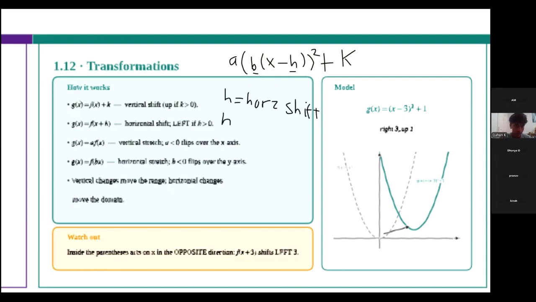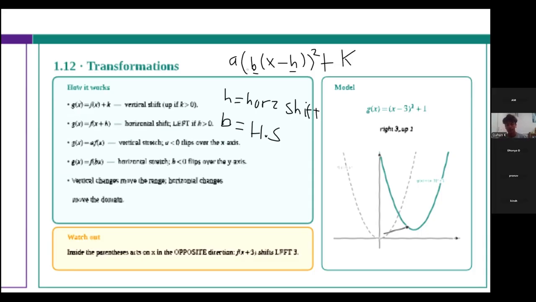B equals horizontal stretch or compression. So for example, if B is 2, then we're multiplying the graph of x by 1/2. So everything inside the parentheses does the opposite. Even on h, if you think about it, normally when you subtract 3, it's like going left, right? But since it's inside the parentheses, you're actually going right, which is the opposite.